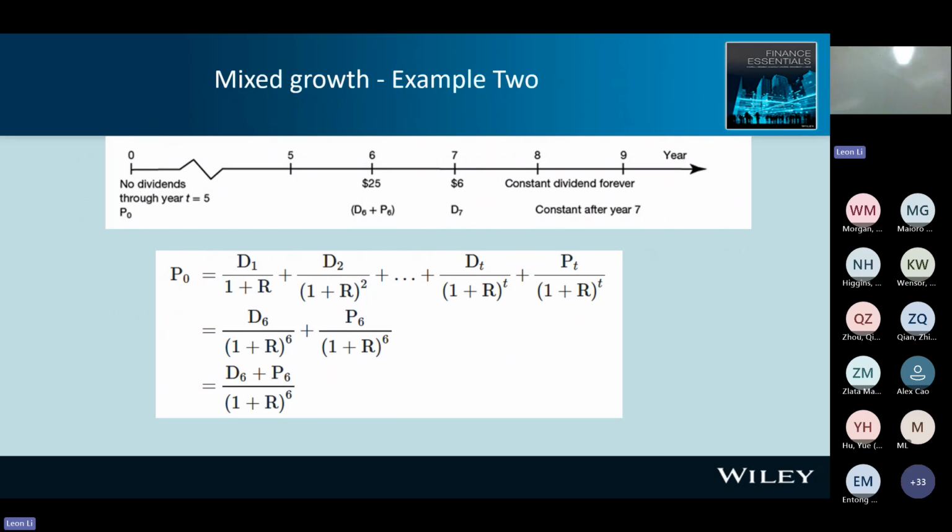So you can see we hand draw the timeline. Then we have D6, $25. After year 6, D7, so year 7, year 8, a constant dividend forever. So we can use the DGM model to get P6. Then we do the calculation here. So P0 will be the present value of D6 plus the present value of P6. Then we use the numbers to get the result.